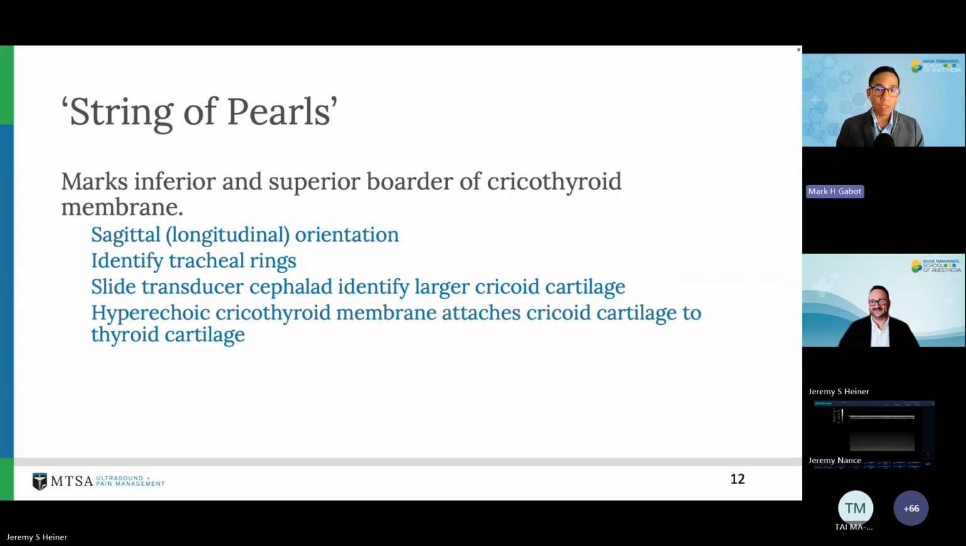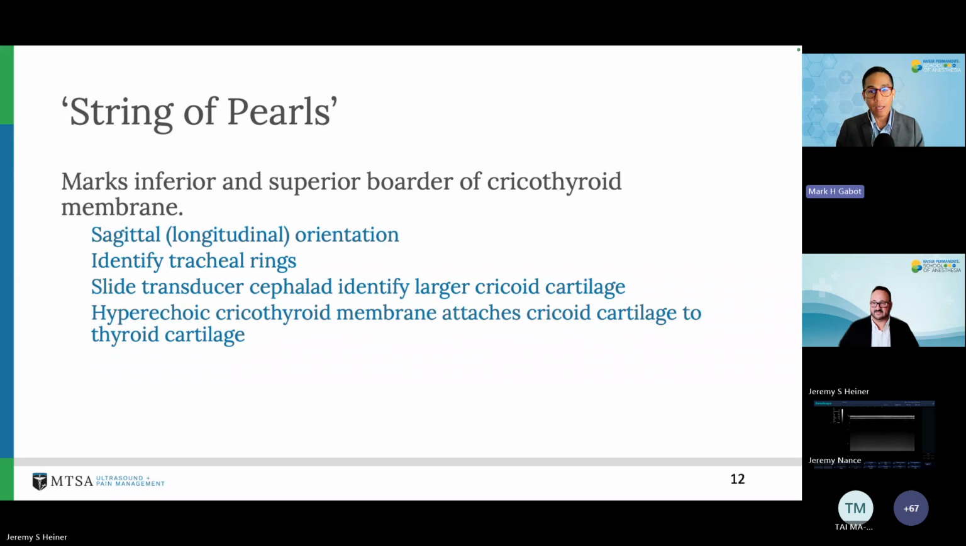For this actual view, we begin by identifying the tracheal rings. Then we slide the actual transducer cephalad to the cricoid cartilage. The first large cartilage that we see is going to be that cricoid cartilage, and this marks the superior end of the trachea or the inferior end of the actual CTM. Immediately above or cephalad to the cricoid cartilage is going to be the cricothyroid membrane.